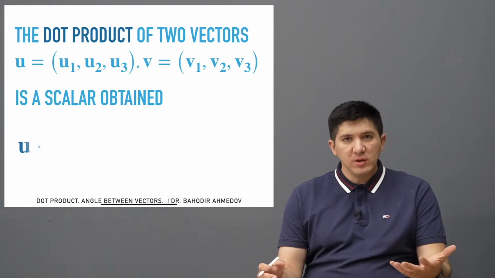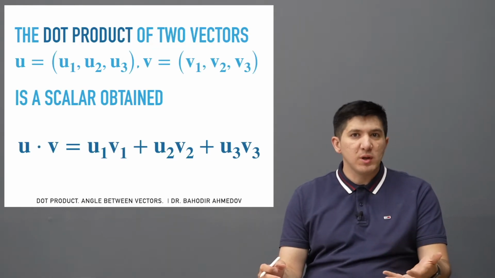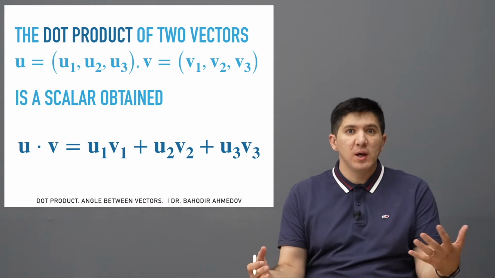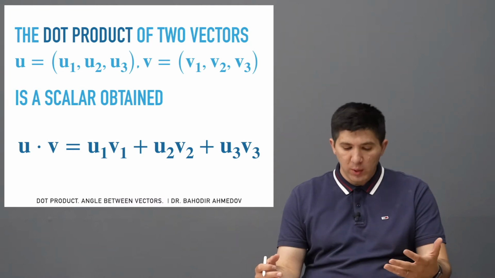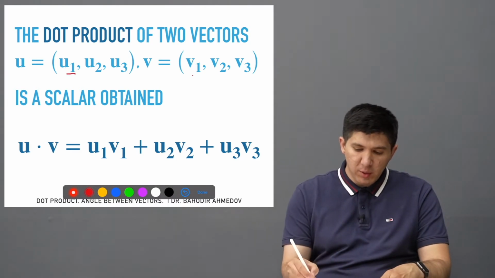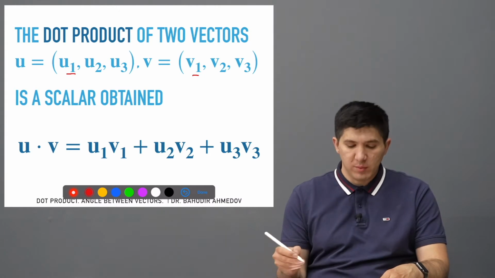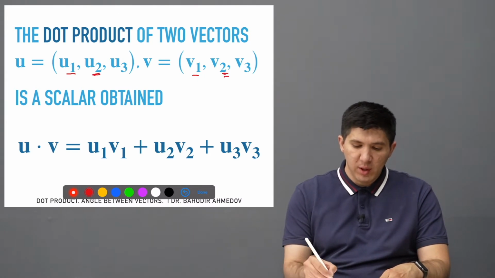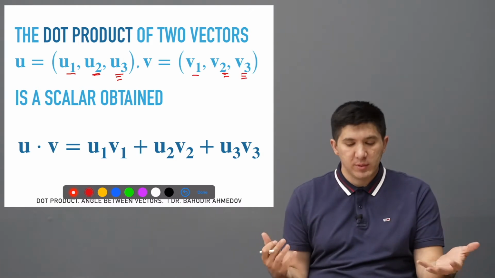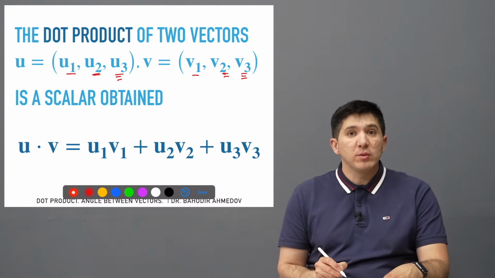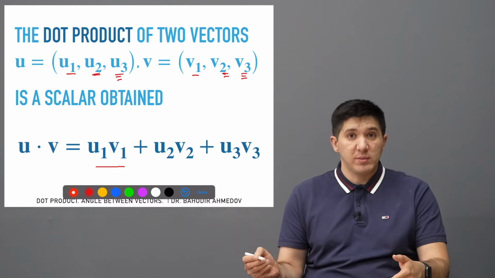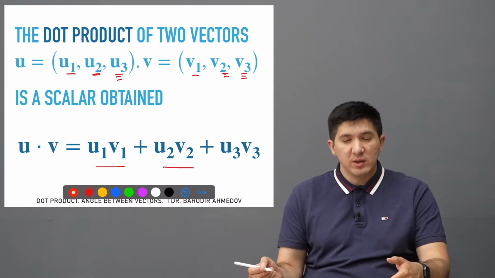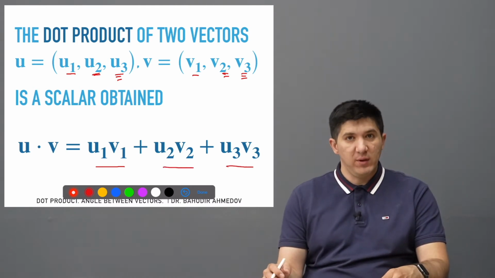Well, the dot product of two vectors, which are given with two tuples, three tuples, or in general with n tuples, is a scalar. It's a number which is going to be obtained in the following way. We are going to multiply the corresponding components of the vectors: the first component with the first component, the second with the second, the third with the third, and then we're going to sum them up. So at the end, we denote the dot product simply as u dot v, which is equal to u1 times v1 plus u2 times v2 plus u3 times v3.